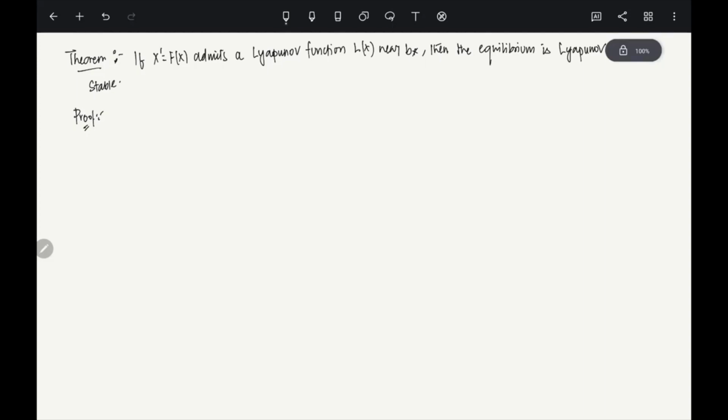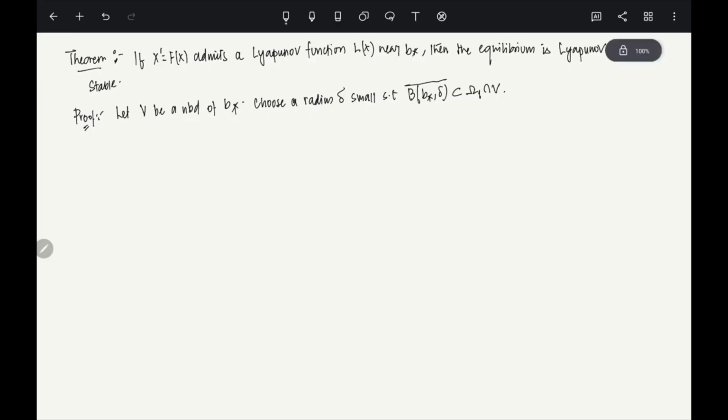So how do I prove it? Let's start with: let V be a neighborhood of B star. B star is our equilibrium, and we are just assuming that it is given. Now choose a small radius delta such that the closure of the ball with center at B star and radius delta is contained in omega 1 intersection V. I can of course do that, right?